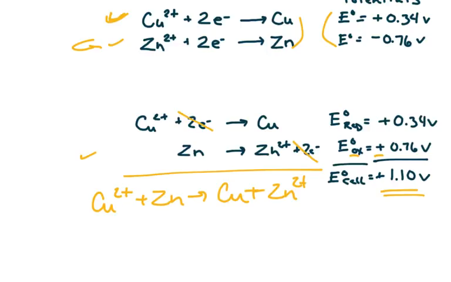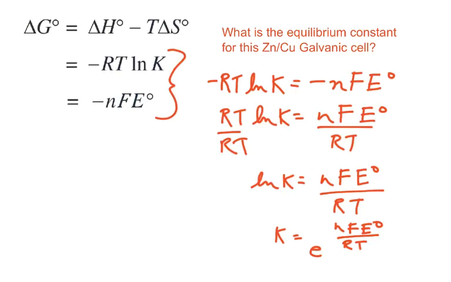I want to point out that we have just canceled out 2 moles of electrons. So we're going to say later that 2 is the value for N, 2 moles of electrons per mole of reaction as it occurs, and we're going to need that number. So what is the equilibrium constant? We said we should be able to go back and forth and find the equilibrium constant.